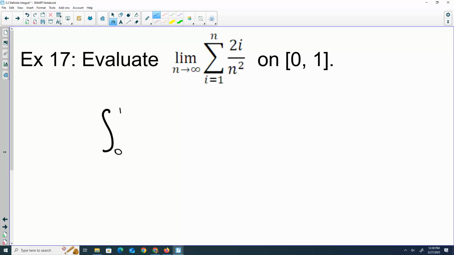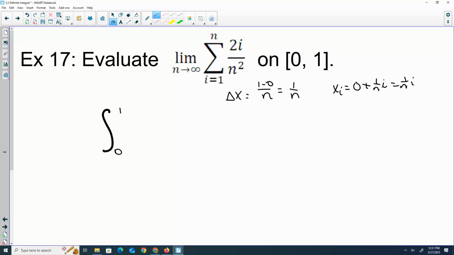Okay, now I need to figure out my function. So think about this. We had to have a change in x. What's our change in x? The change in x is 1 over n. Okay. Your x sub i would have been 0 plus 1 over n times i, right? Or 1 over n times i.